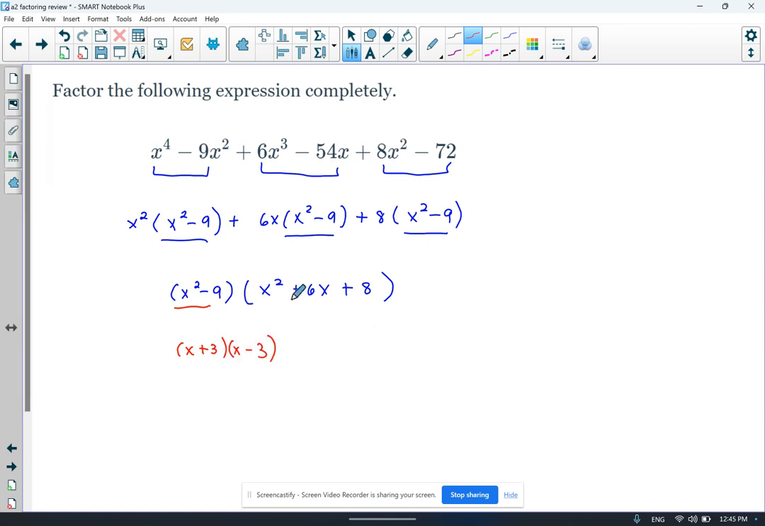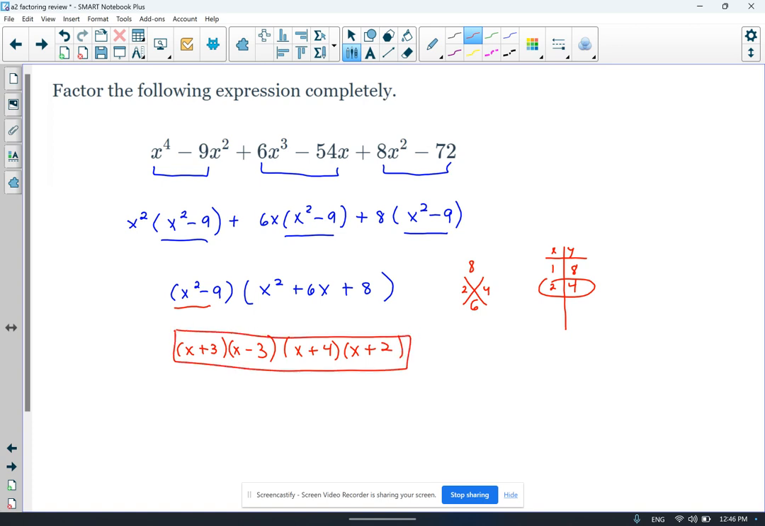And let's see about the trinomial. My leading coefficient is 1, so I don't need to do anything fancy. I'm looking for two terms that multiply out to positive 8 and add to 6. Notice they're both positive, so what are my factors? I have 1 and 8, 2 and 4. Those are my only factors. And I see that 2 and 4 works. So this is x plus 4, x plus 2. And there you have it with this expression.